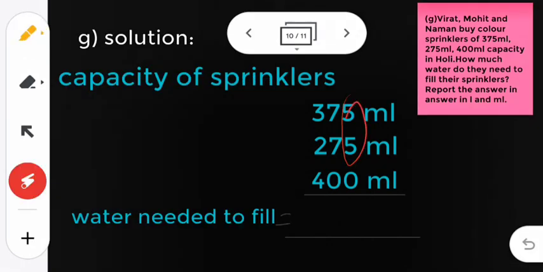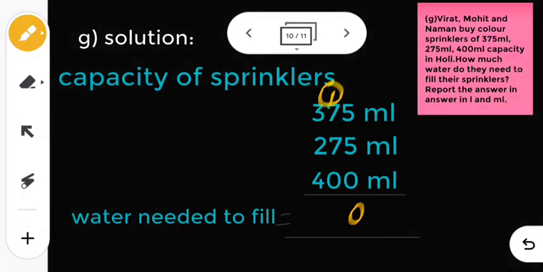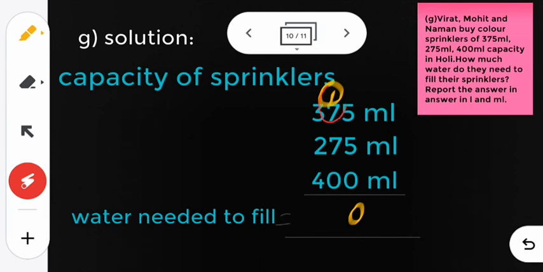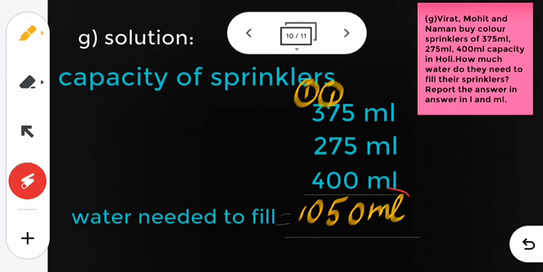Okay, 5 plus 5, 10, 10 plus 0, 10 only. So 0 you will write here and 1 you will carry here. Now here 1 plus 7, 8, 8 plus 7, 15. So in 15, 5 you will write here and 1 you will carry here. Now 1 plus 3, 4, 4 plus 2, 6, 6 plus 4, 10. So you have 1050 milliliter. This is the total capacity for all the sprinklers.